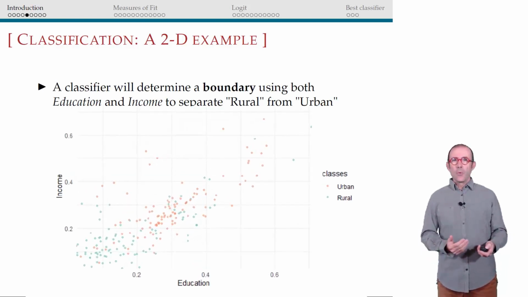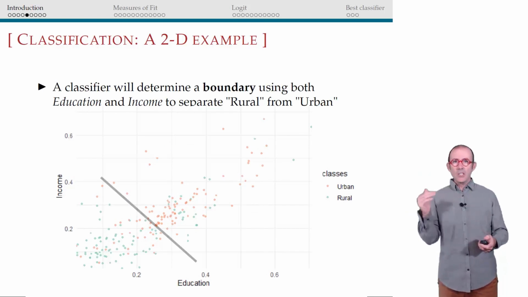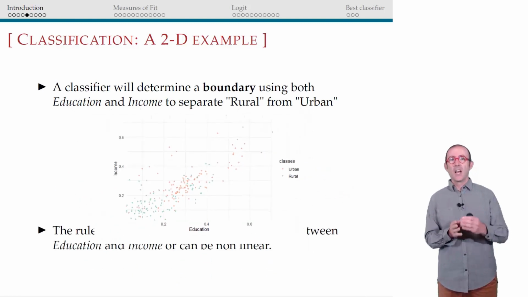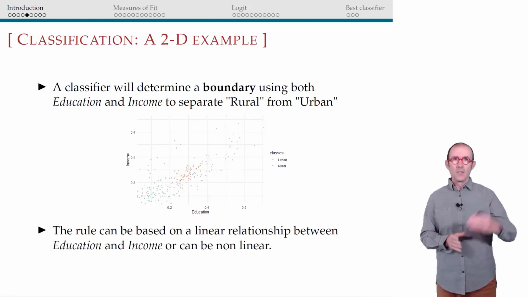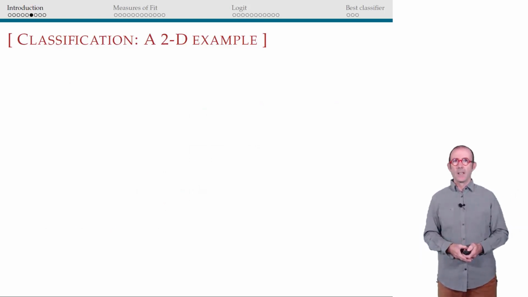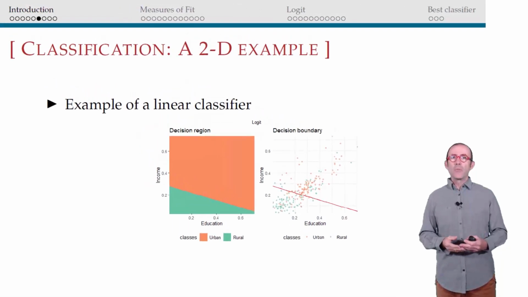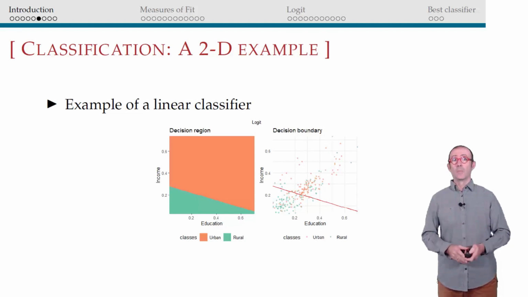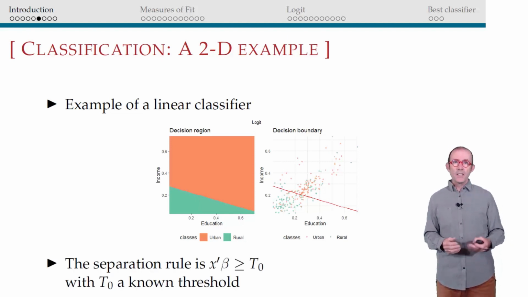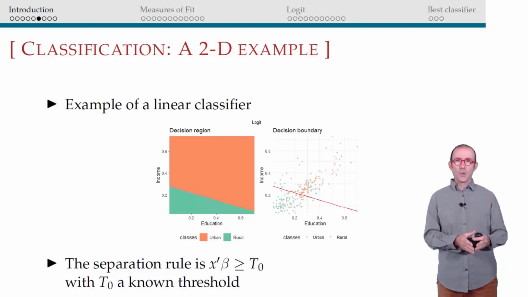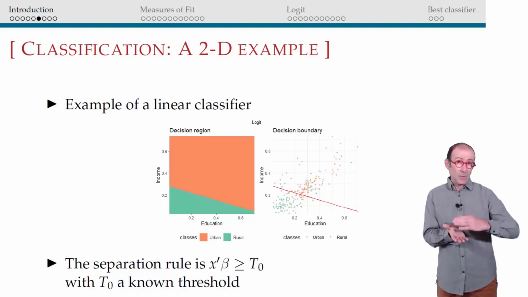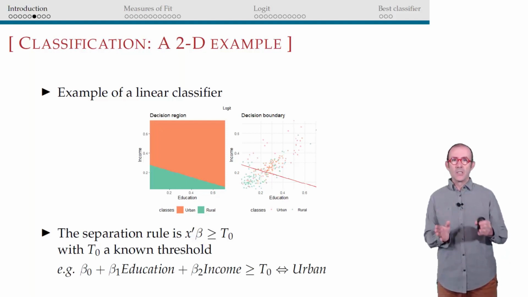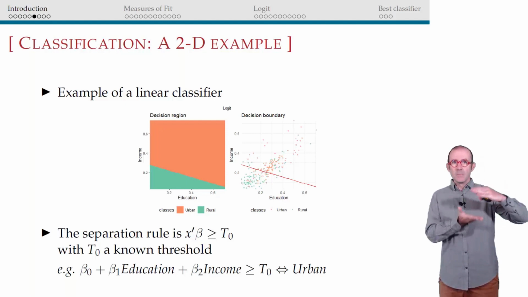So from this graphic here, we may have, for example, a linear relationship between education and income or a nonlinear or whatever shape you can imagine, to separate and to have a rule that states how you can, from education and income, determine whether a household is rural or urban area. So here you have an example of linear classifier. You see that there is a line that separates the two population of household on this education income graphic. And so the separation rule is something like x prime beta exceeds some threshold T0, which is known, and this is the separation rule that will determine what is the value of T0. In our example, it could be just that the linear combination of education and income is greater than 2.0, then we will say that it's urban.